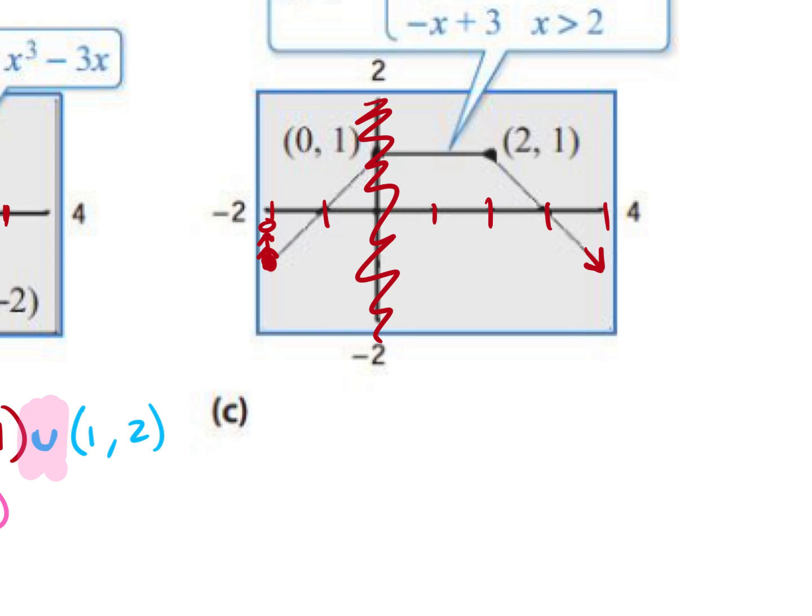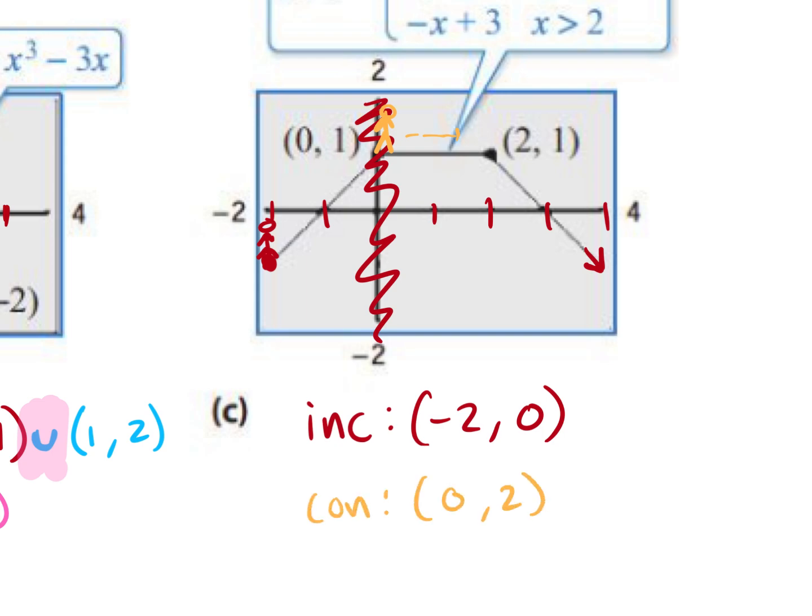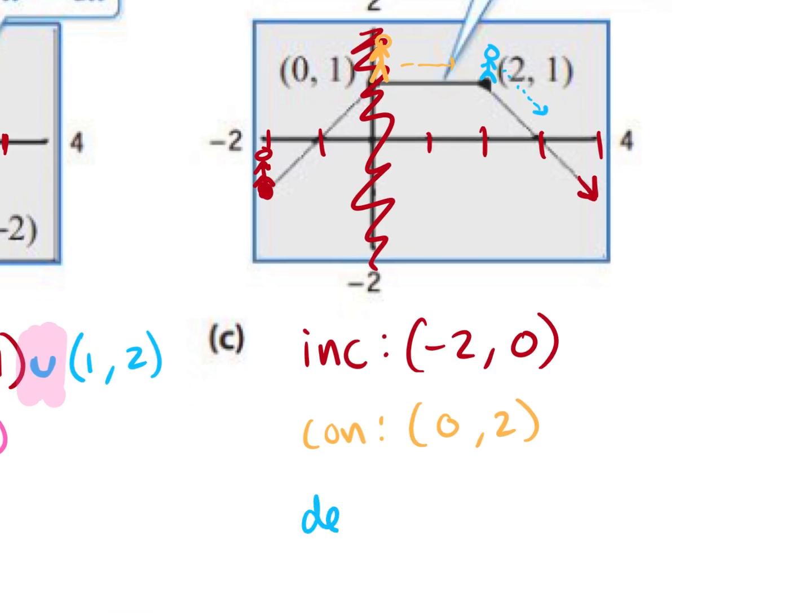So we start by walking uphill or downhill? Uphill. So we're increasing from where to where? Awesome. -2 to 0. Then what happens at 0? We're constant. We're walking in a straight line. So from 0 to what? Perfect. From 0 to 2, we're constant. Then at 2, what happens? We're decreasing. So we're decreasing from 2 to what?